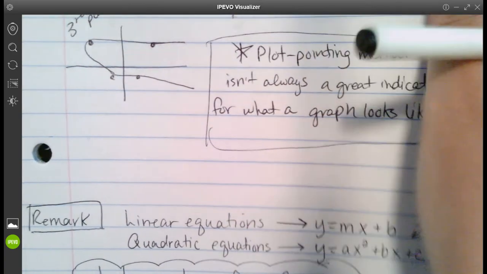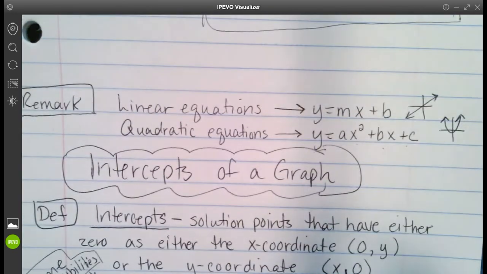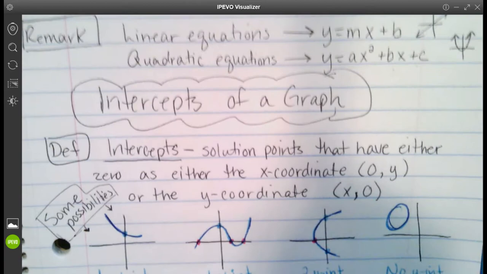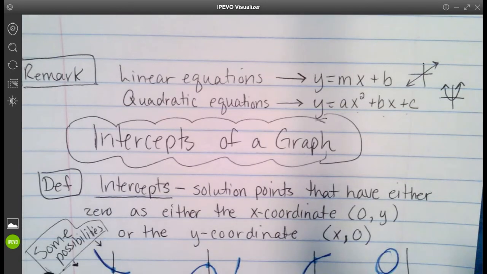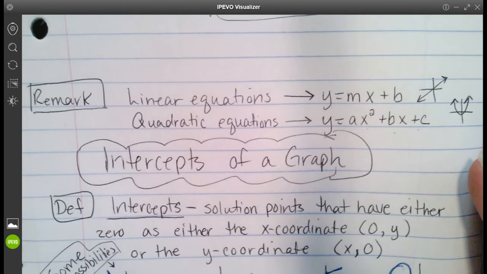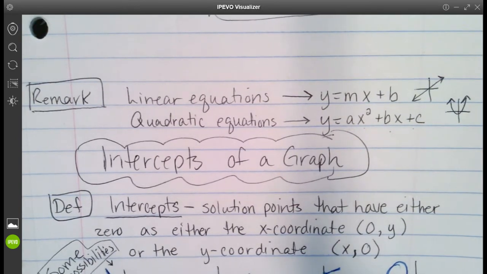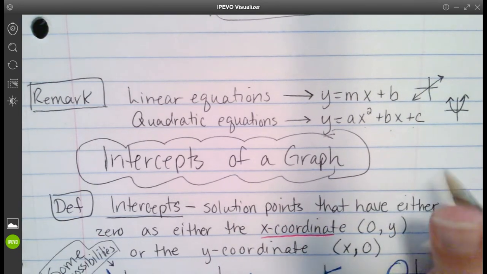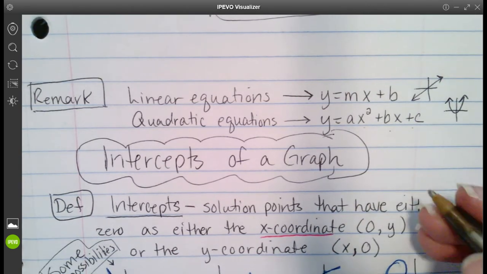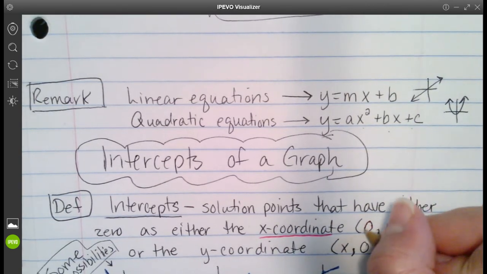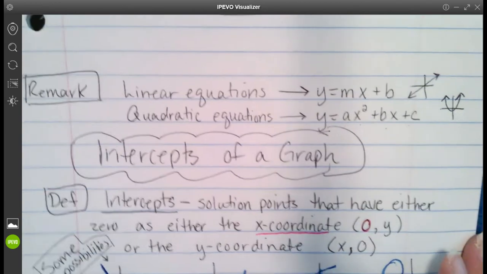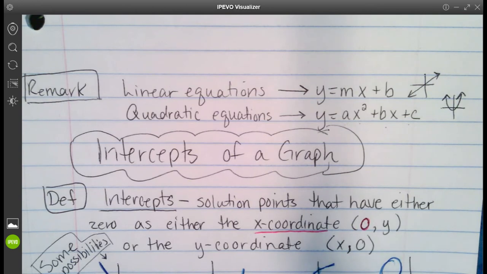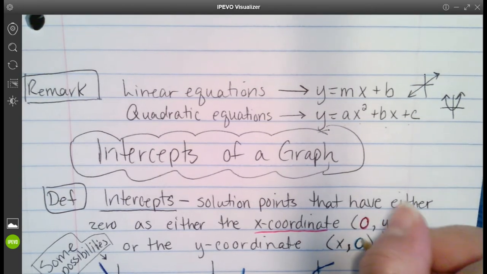All right, next part of this is intercepts of a graph. Go ahead and copy this. We'll do it up to there. So copy that down first. Intercept solution points right here. So we have a definition here that an intercept is a solution point that has either the 0 on the x coordinates. So we can either have this case where the y value is defined and this is 0, okay, or it's backwards. So we have that the x value is defined and the y coordinate is 0.